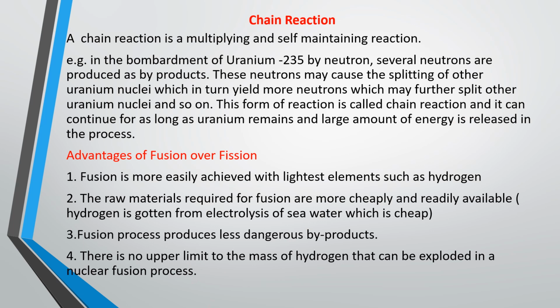Okay, so it's a multiplying reaction and it's self-sustaining, and it can continue for as long as uranium remains, and a large amount of energy is released in the process. Now, this is actually the type of reaction that is used in nuclear reactors to generate energy. So when you talk about nuclear energy or nuclear warfare, that's how the reaction multiplies itself. Okay, that's why nuclear reactions are always very disastrous and catastrophic.